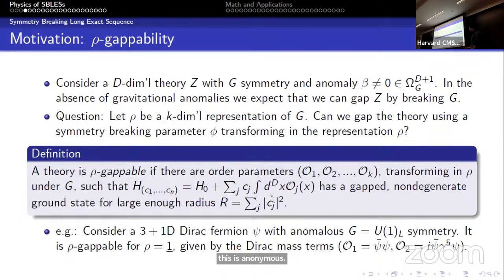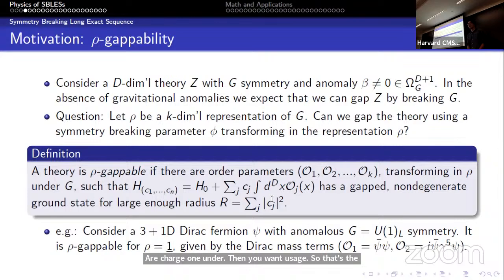And why is that? It's because I can pick my O1 and O2 to be just the Dirac masses. So the Dirac masses are charged under the U(1) symmetry. So that's an example. If I add this into the Lagrangian, when you think about it, for any non-zero value, the fermion gets a mass and the theory becomes gapped. So that's an example of rho-gappable.